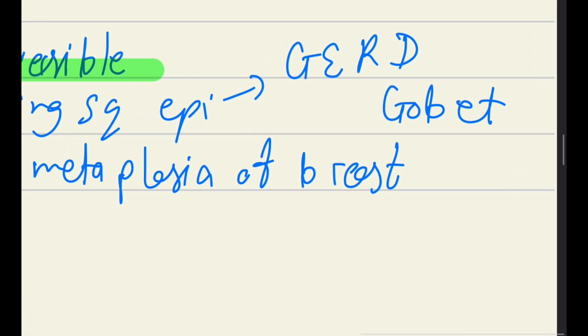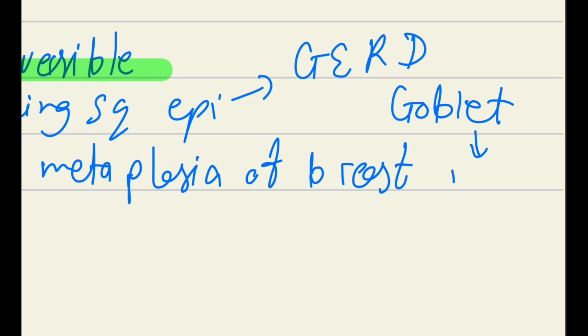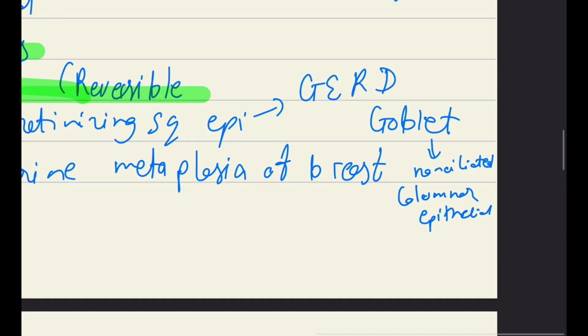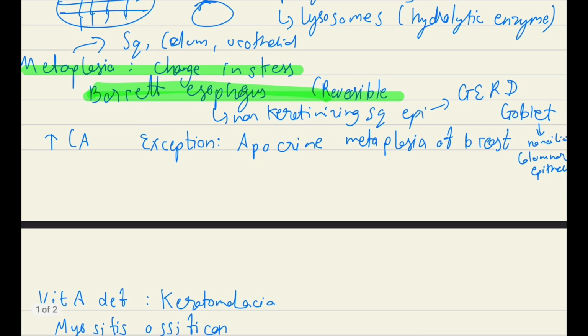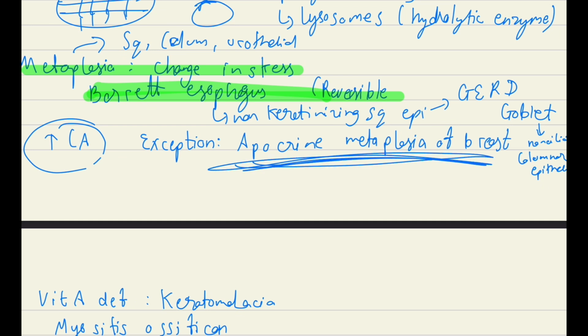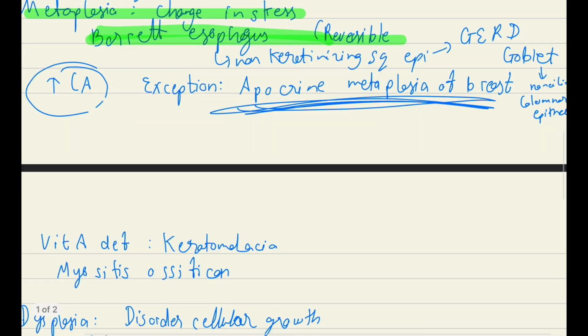Goblet cells in non-ciliated columnar epithelium are best suited in an acidic environment. These have increased chances of carcinoma, but there is one exception. The exception is apocrine metaplasia of the breast, because it has no chance of turning into malignancy.